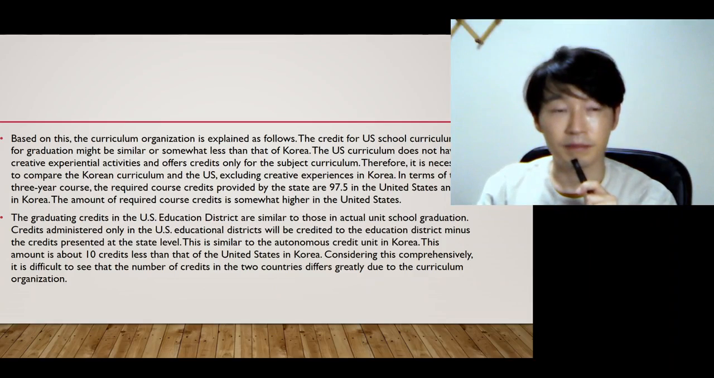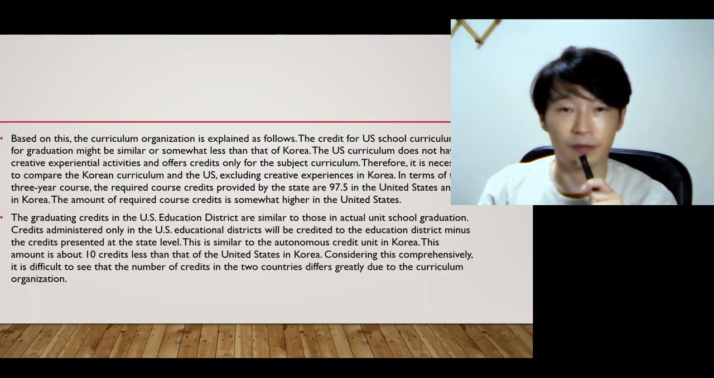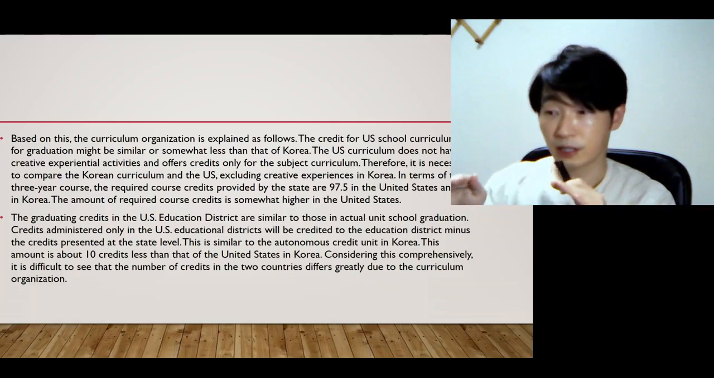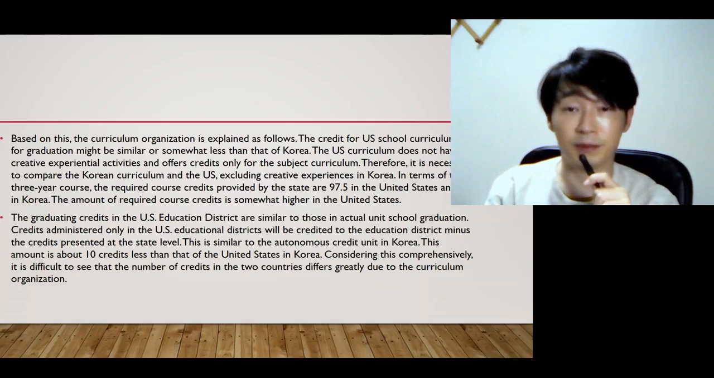So the curriculum for graduation of US and Korea is almost, as a result, similar, or US is somewhat less than that of Korea. That's because US curriculum does not have creative experience activities. We need to just compare with the subject curriculum.